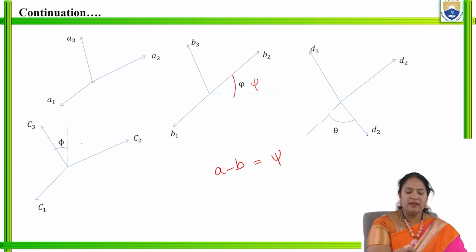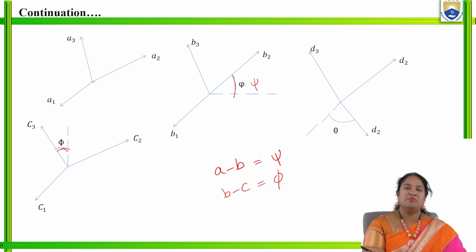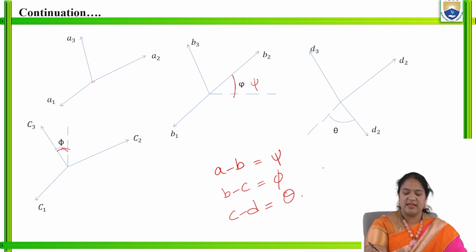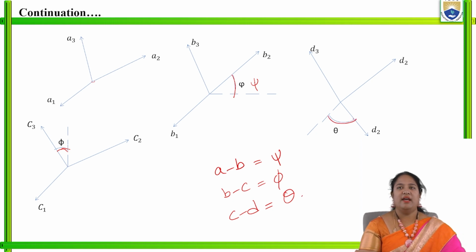Now, when the axis is moving from B to C, it is making an angle phi. Right? That is this particular angle. When the coordinate system is moving from C to D, it is taking an angle theta. Right? When the coordinate system is moving from C to D, it is taking an angle theta.